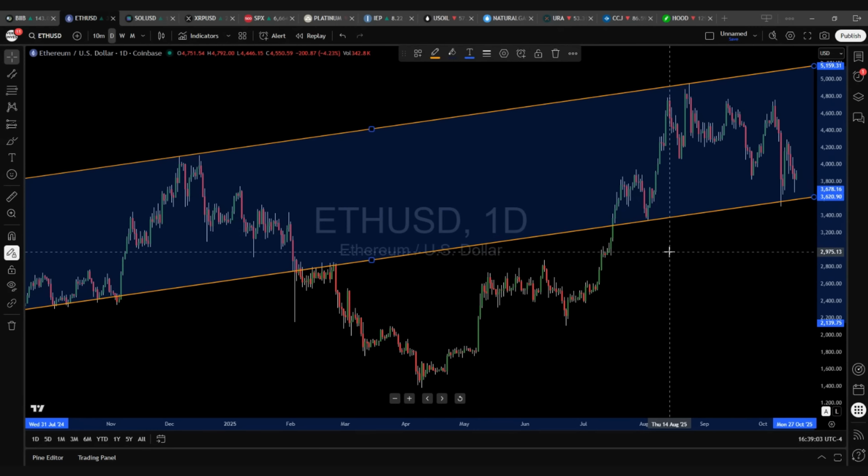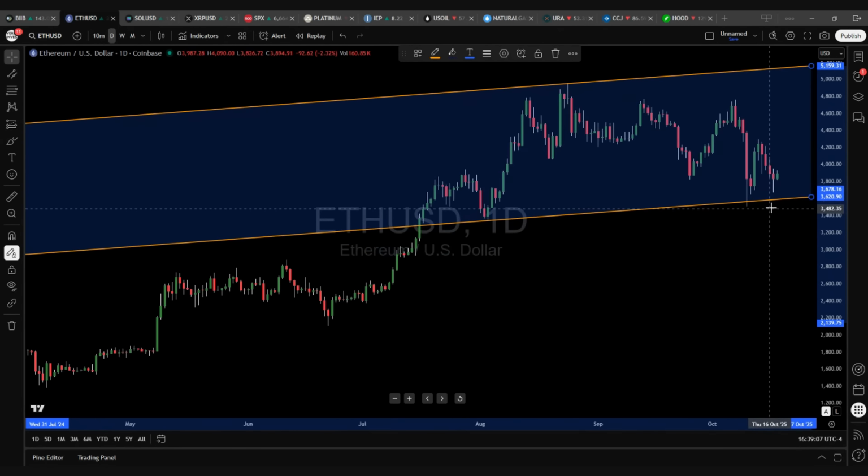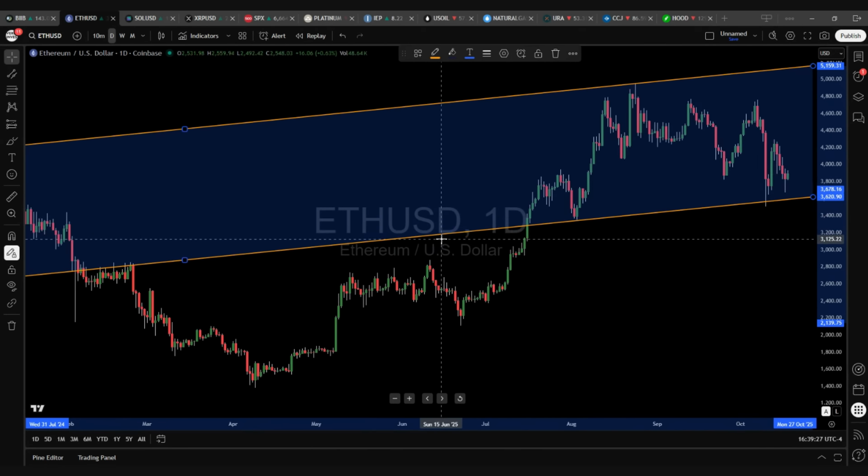So as a technician, number one, I recognize that if price comes here, this remains support, although I have to say, the more it hits, the weaker it becomes. But right now, 3,600 is the key level to watch as a support level on ETH. If it breaks 3,600, the question becomes, where are we going to look? Like, how much lower could ETH go?